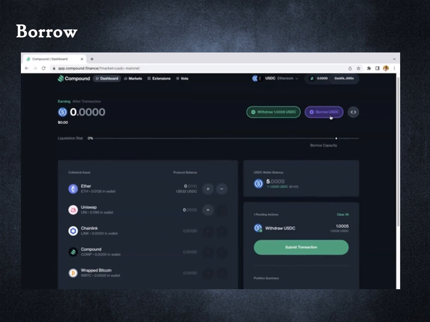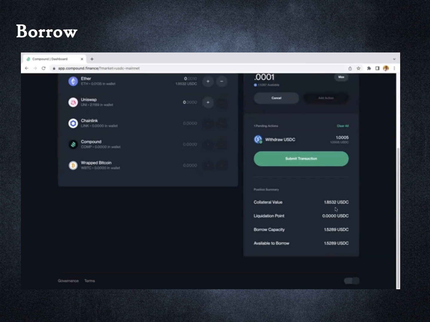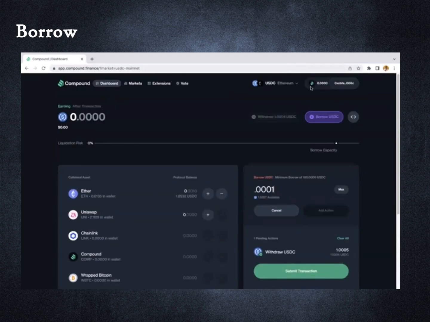I enter the amount I wish to borrow. But we now see a message that mandates a minimum borrowing of 100 USDC. I don't have sufficient collateral to borrow 100 USDC, hence, I will not submit this transaction. However, from a learning perspective, at this point, we should have a good understanding of how Compound works.